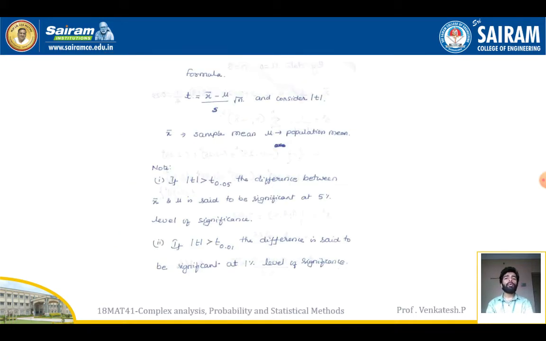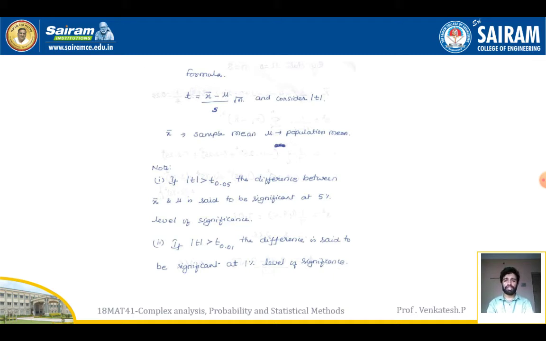The formula to estimate the values of the t distribution: t is equal to (x bar minus mu) divided by (s into square root of n). Here x bar is the mean of the x values, mu is the population mean, n is the number of observations, which will be given in the problem, and s is the standard deviation.